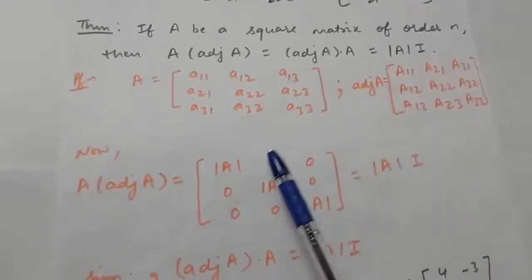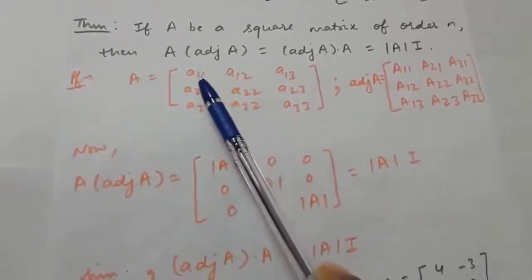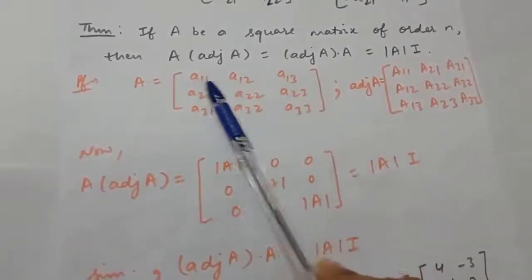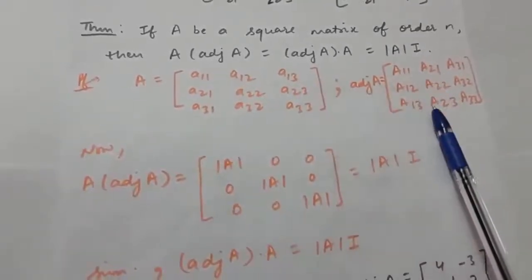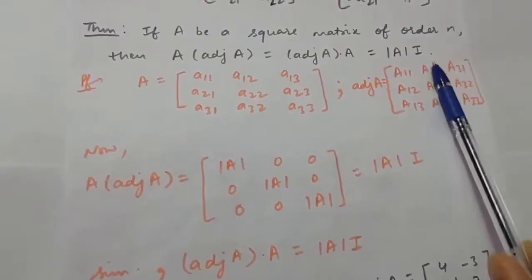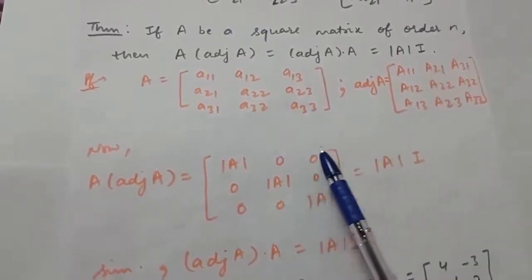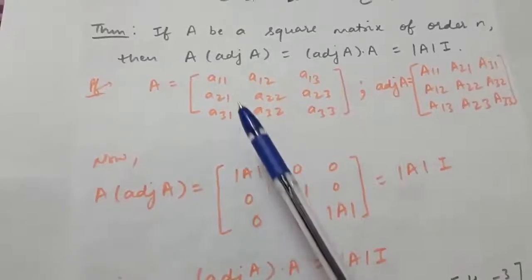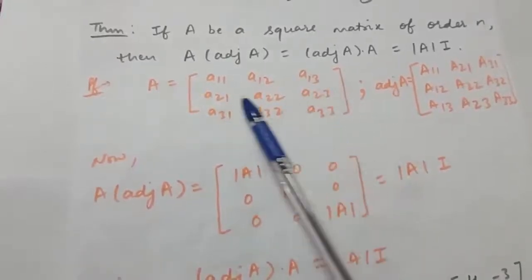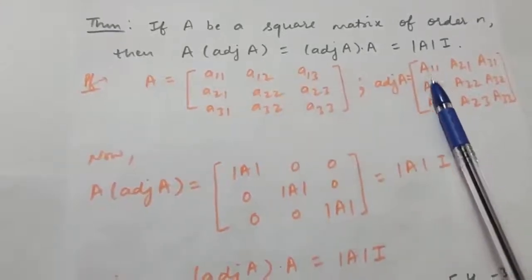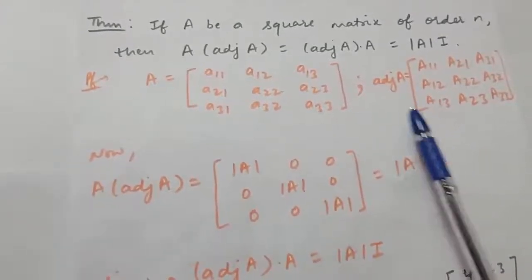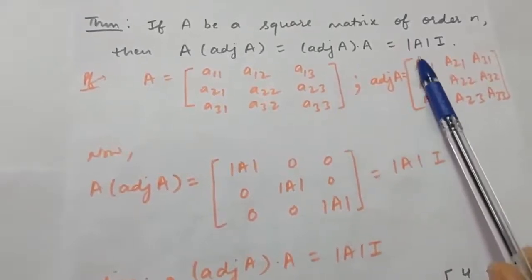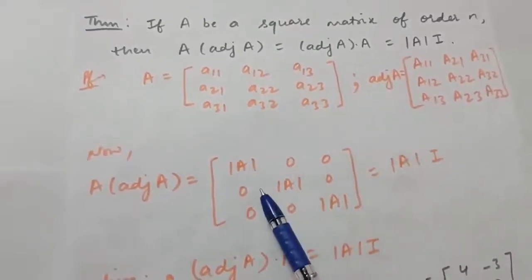So it will be determinant of A. Now the next element will be the product of these elements with the cofactors of some other row. So it will be 0. Similarly, this element will also be 0. Now for this element, we will multiply this row with the first column. So this is the sum of the products of these elements with the cofactors of some other row. So this will be 0.